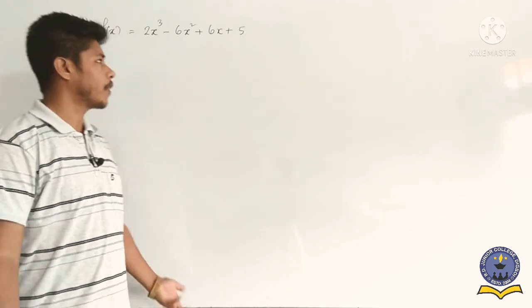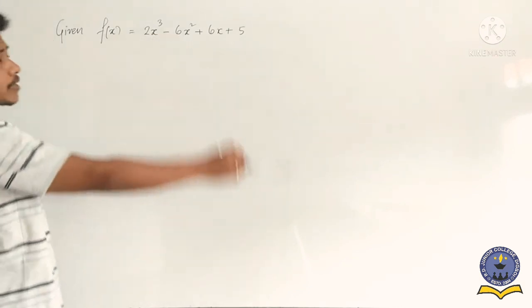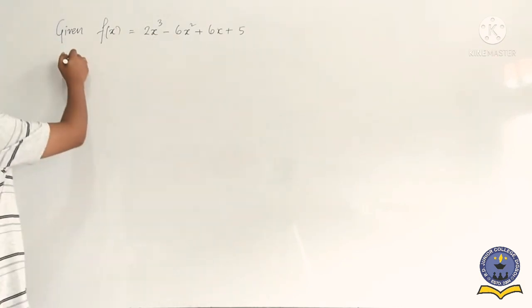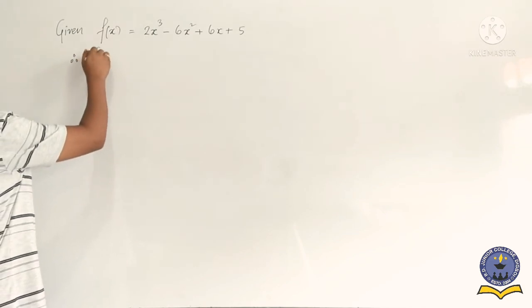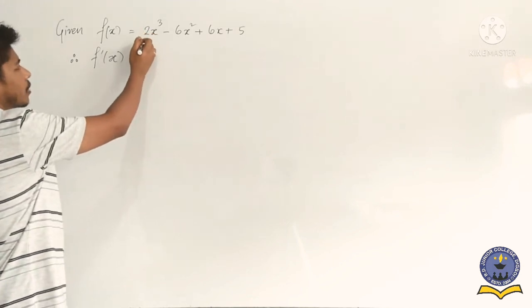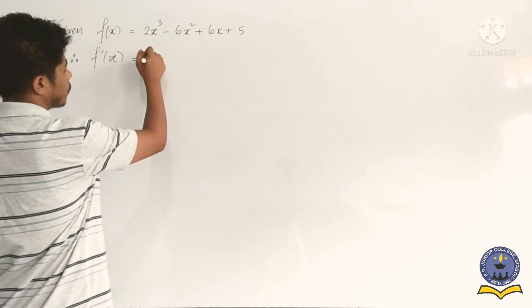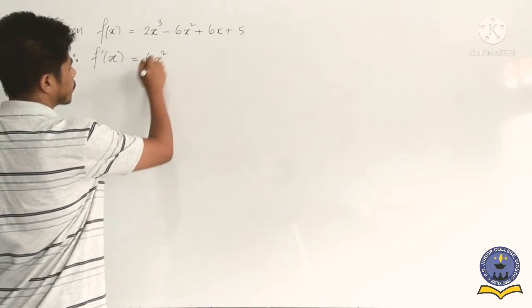Is it clear? For that, first of all, we have to differentiate the function with respect to x. So f dash of x equals, what do we write here? 2 is a constant term. If you differentiate x cube, we get 3x square. Ultimately 2 times 3 is 6, so here we get 6x square.